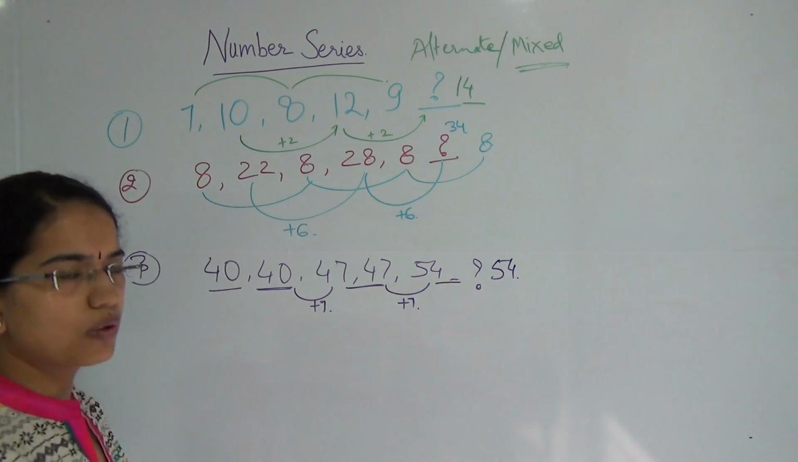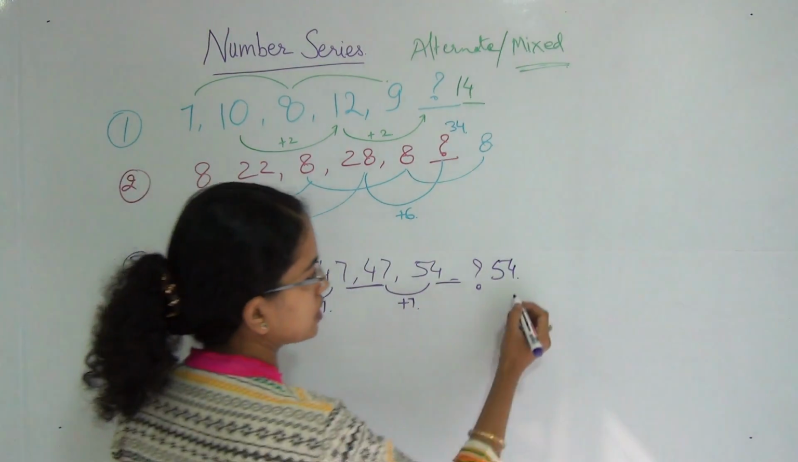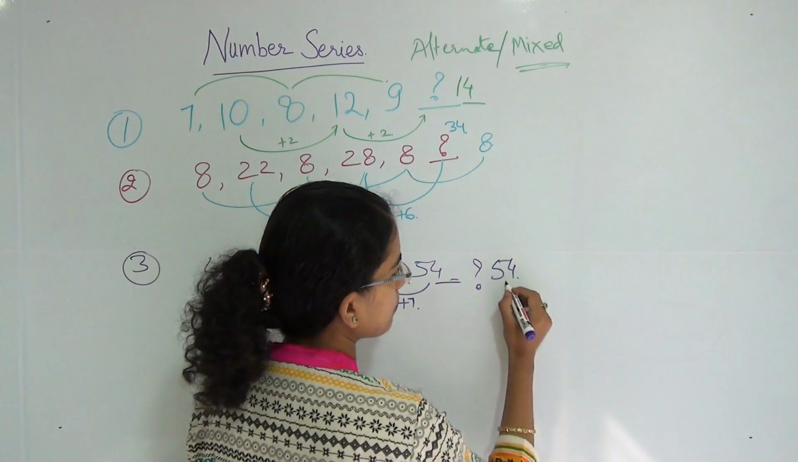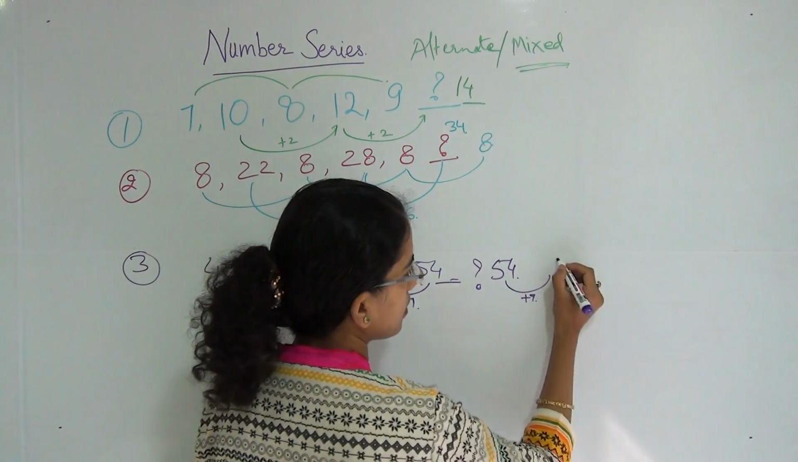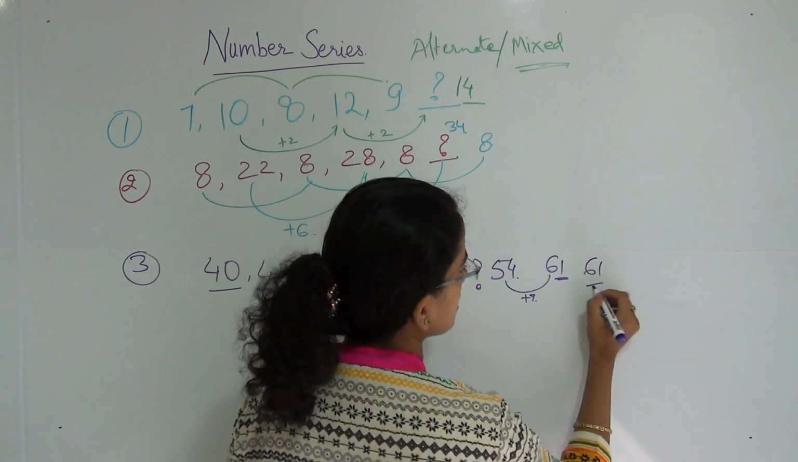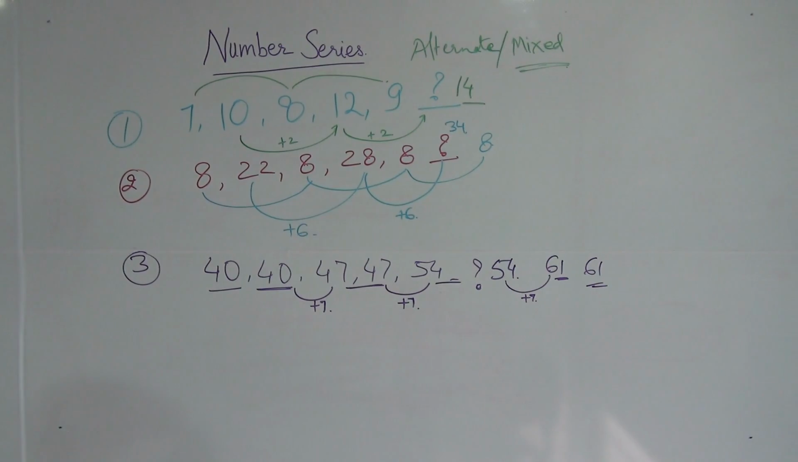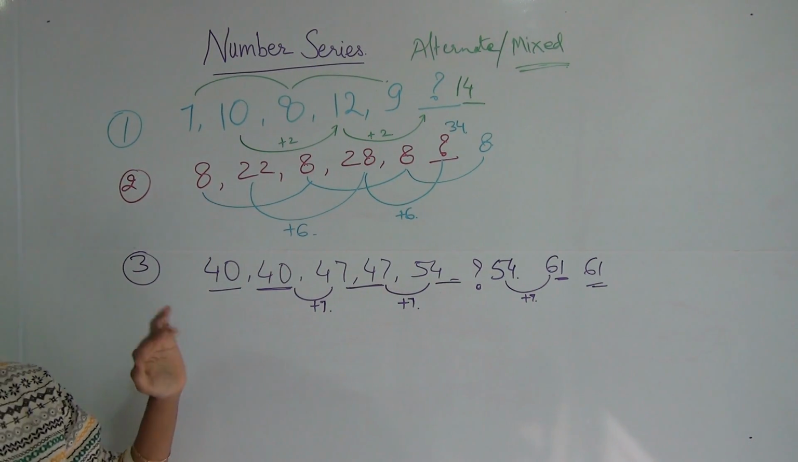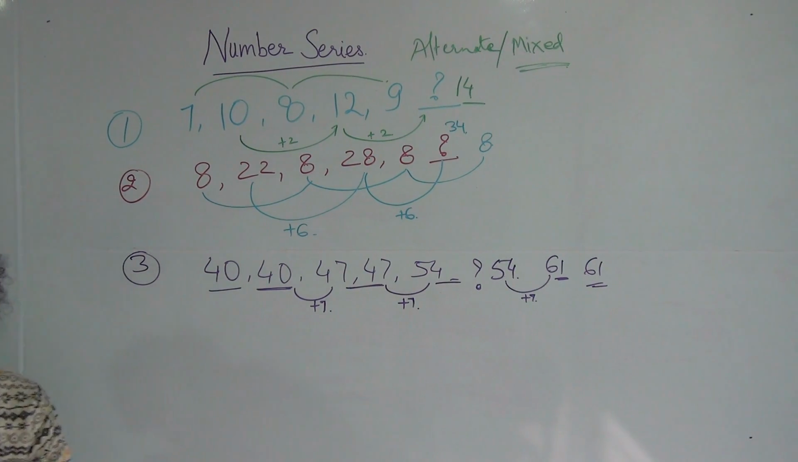If I am asked to find out the next number after that, I would again add 7 to it, it would be 61. And then I will again repeat 61. So that is the third kind of example that we have talked about. We are trying to capture a few different examples here.